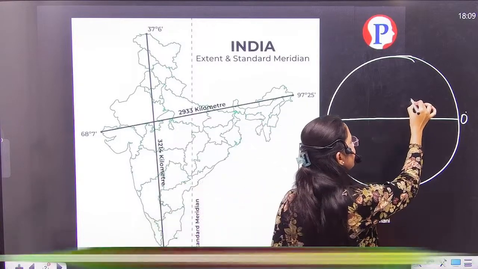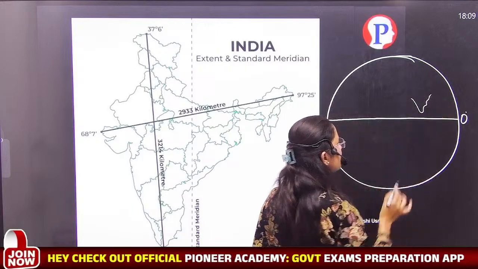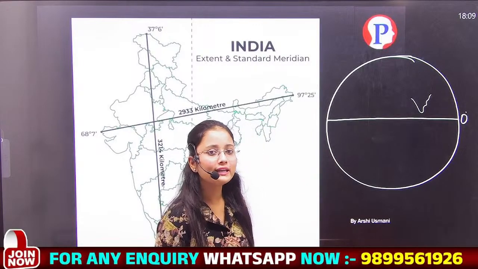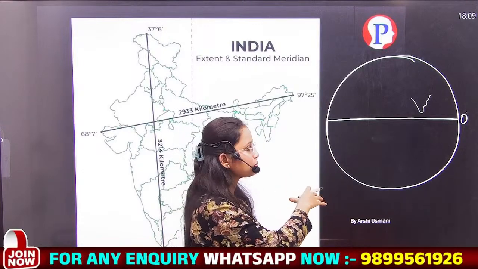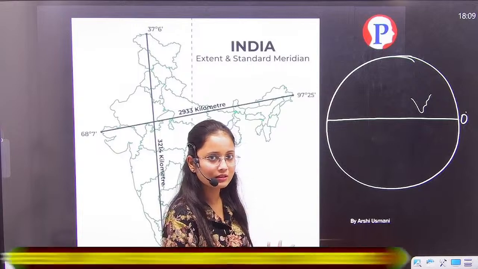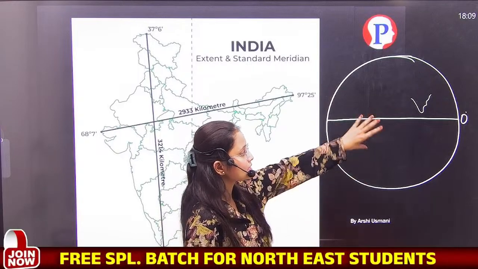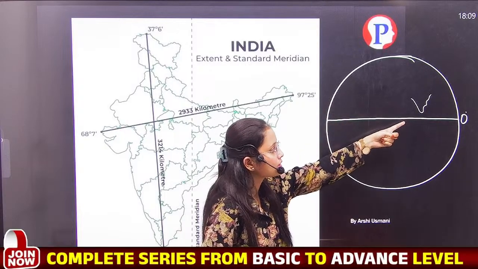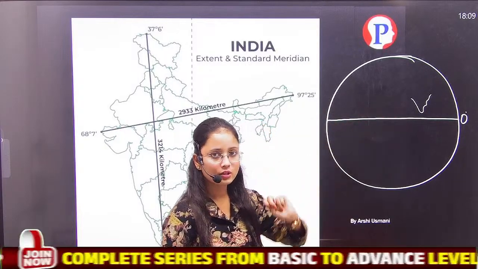So first of all, India is located here. We have already discussed these things, but now I am going to revise them. This line divides the total earth into two parts, and according to this line, India is located in the northern hemisphere.